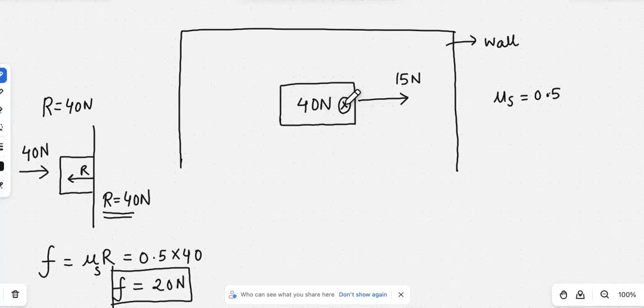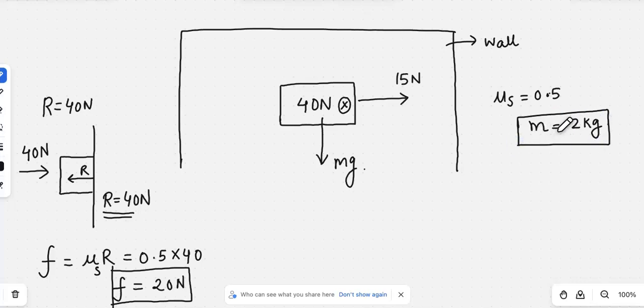Let's see. Now on this block, if I draw the free body diagram, there is a 40 Newton force inside, 15 Newton towards right, and of course downwards mg force will also be there, right? So the mass of the block is given to be 2 kg. I'm sorry I didn't tell you this information before. So mass of the block is 2 kg, which is given. Let's find out the net force. So the net force will be 15 Newton and mg, both are at 90 degree.